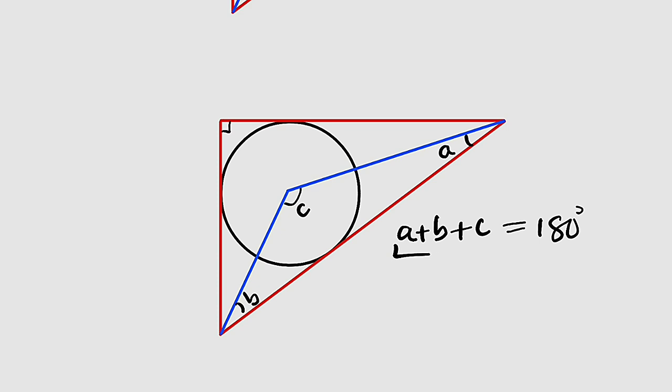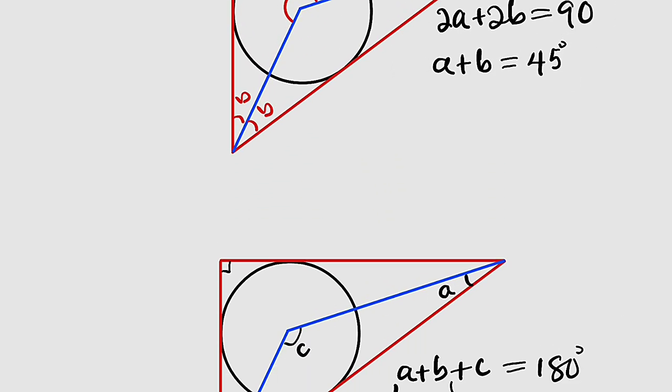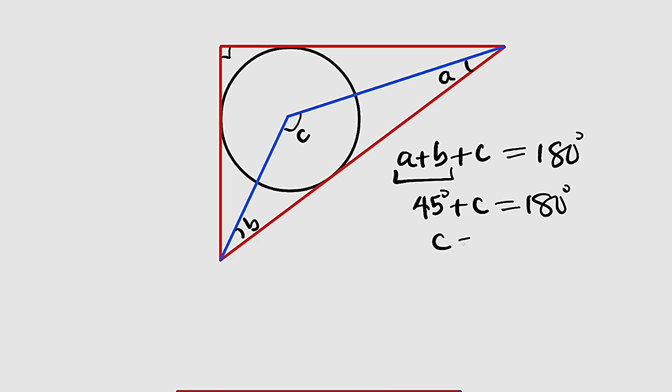But we have seen that A plus B is 45 degrees from here, right? So let's substitute it. 45 degrees plus C equals 180 degrees, and C equals 180 degrees minus 45. Therefore, angle C is equal to 135 degrees. All right, it implies that this angle here is 135, but remember we are looking for this angle at the back, which we call X.